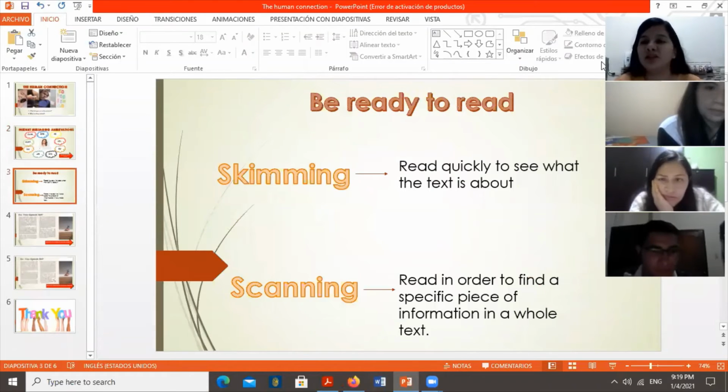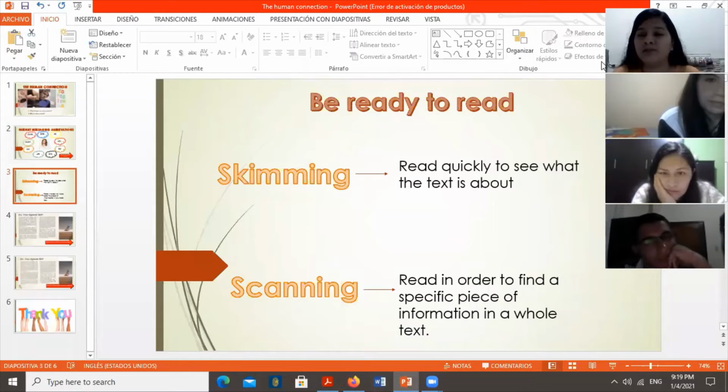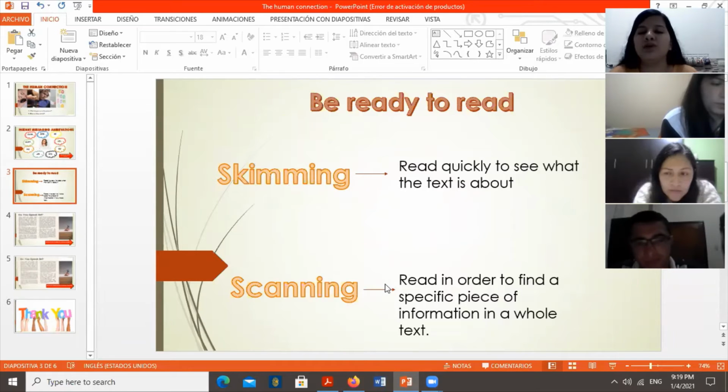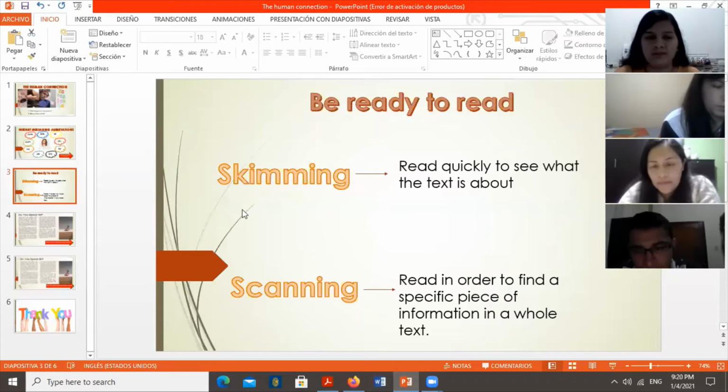Now, dear students, you should be ready to read, but first, I'm going to explain these important techniques in order to improve your reading. These are skimming, which helps you to read quickly to see what the text is about. This is when someone reads very quickly, only to know what the text is about, okay? And scanning, you apply this when you need to know more information about an article, a piece of information, or something like that.